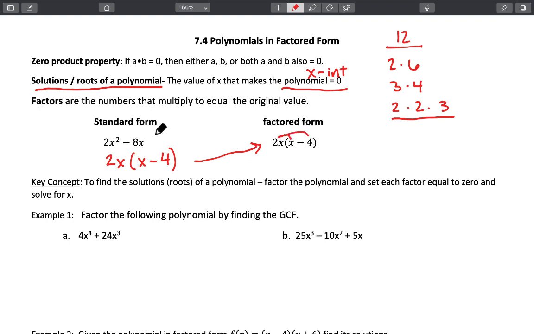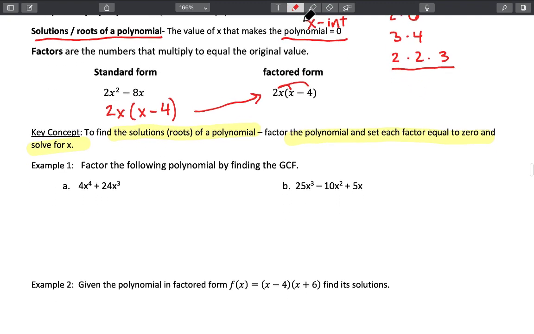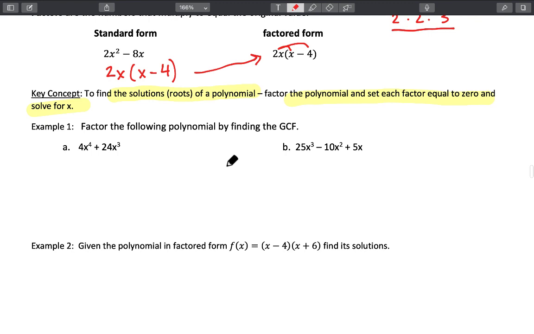Now, our key concept today is to find solutions, also our x-intercepts, which are called the roots of the polynomial, by factoring the polynomial, setting each factor equal to 0, and then solving for x. Before we jump into doing that, let's just remind ourselves how to factor using the greatest common factor.